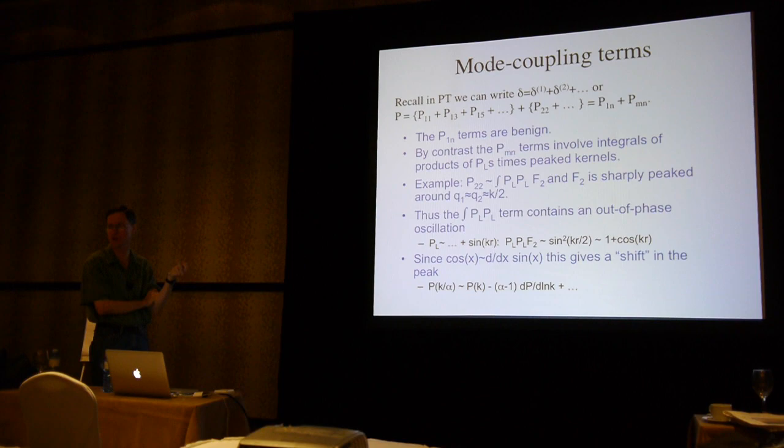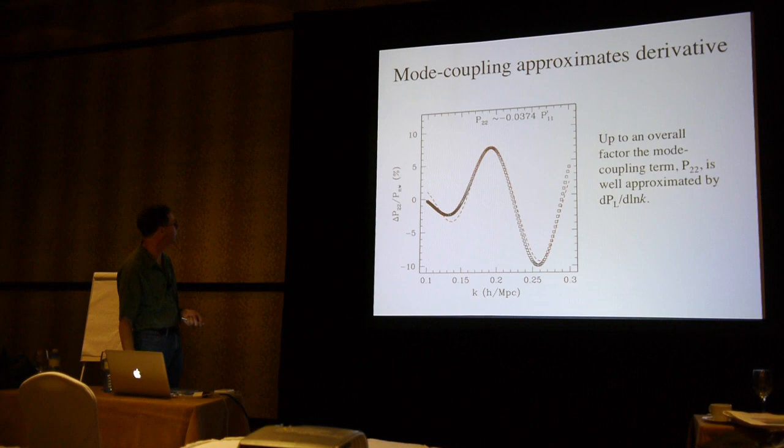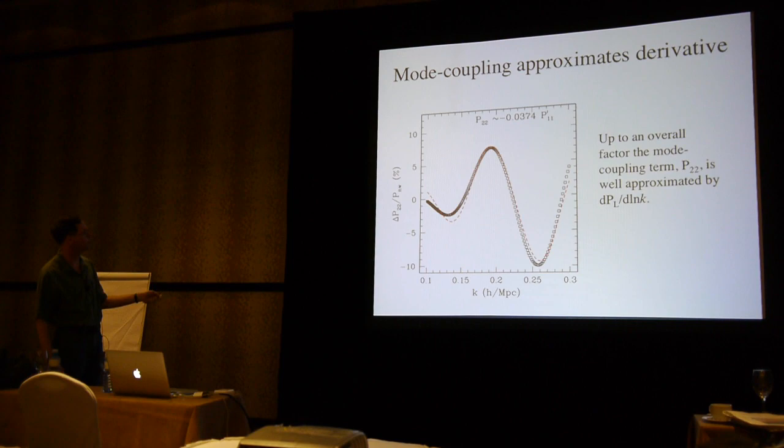You could ask, well, this is a kind of argument, how well does it actually do? If you go out and actually calculate P22, you get this series of points here. And if you ask, what is minus 0.0374 times P11 prime, that's this dashed line. So you can see that the integral is actually pretty sharply peaked. You get a whole bunch of other terms, but you do generate this out-of-phase component. So up to this overall factor of 0.0374, this mode coupling term, or at least a piece of it, is actually quite well approximated by dP/dlog k, and that explains why we're seeing these shifts.